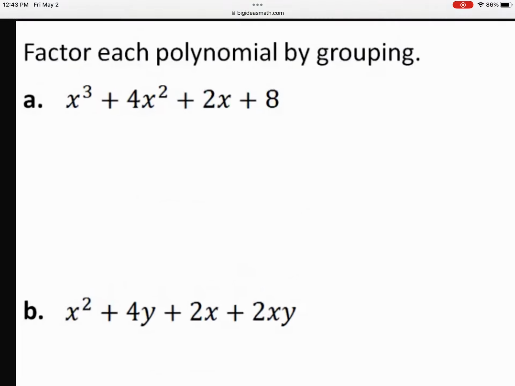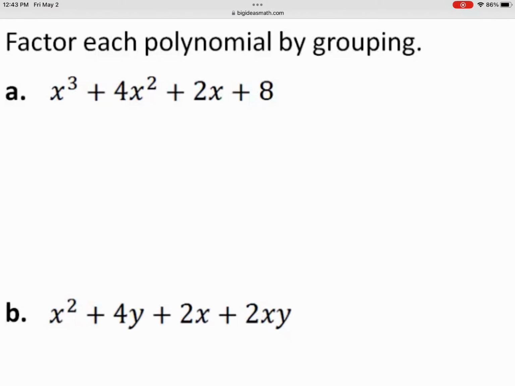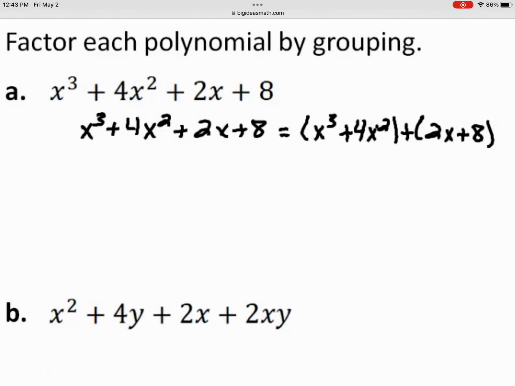Factor each polynomial by grouping. Part A, x cubed plus 4x squared plus 2x plus 8. Begin by grouping the terms with common factors. Then factor out the greatest common factor of each pair of terms.